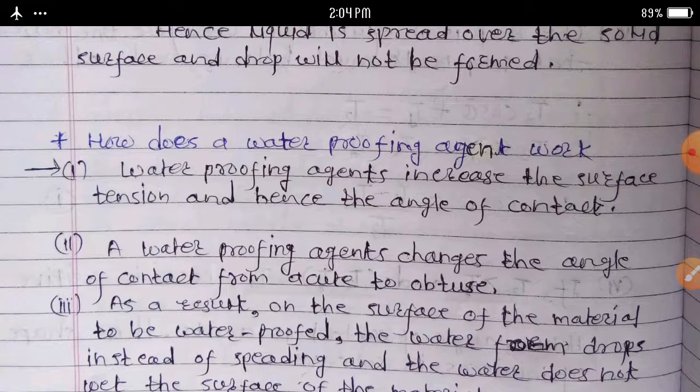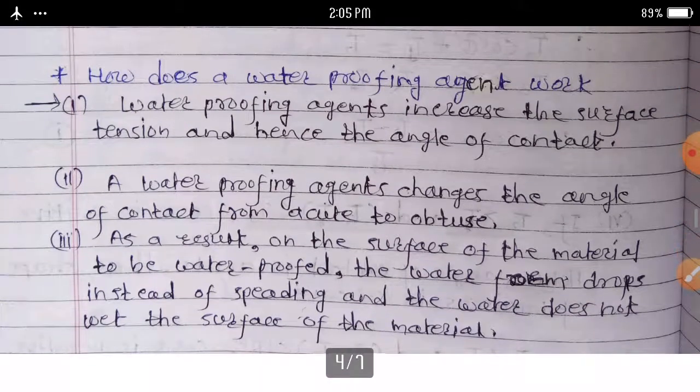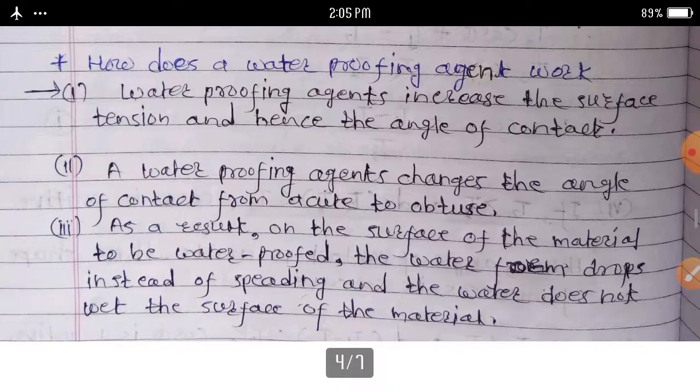Discuss the various conditions when a liquid drop on a plane solid surface will either form a droplet on the surface or spread on the surface. Another question: how does a waterproofing agent work?